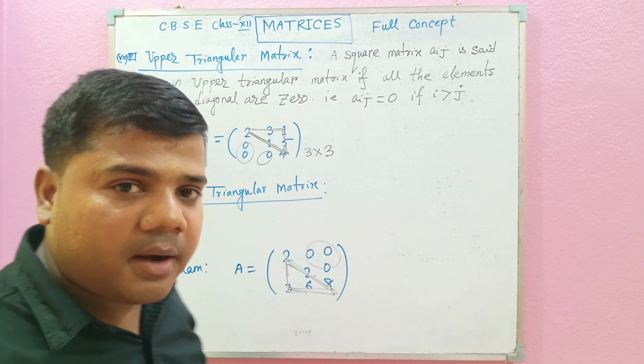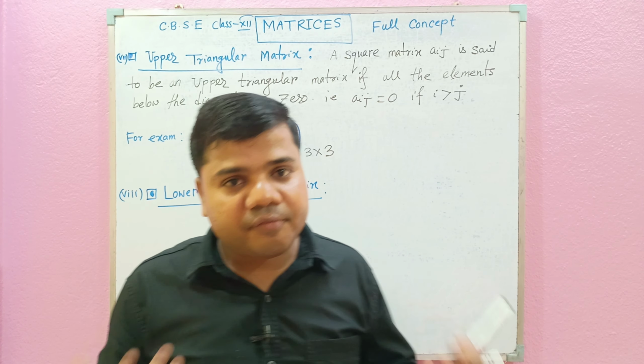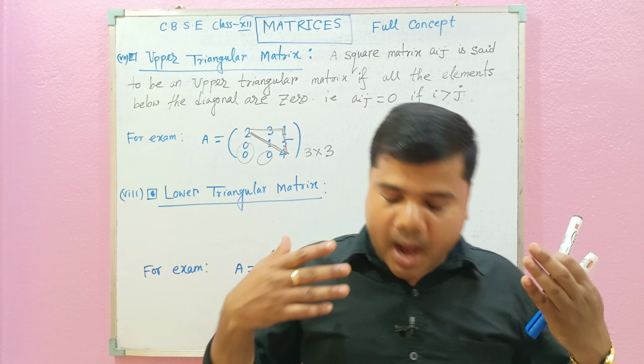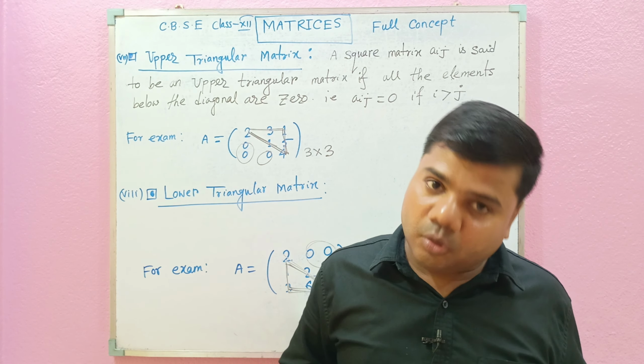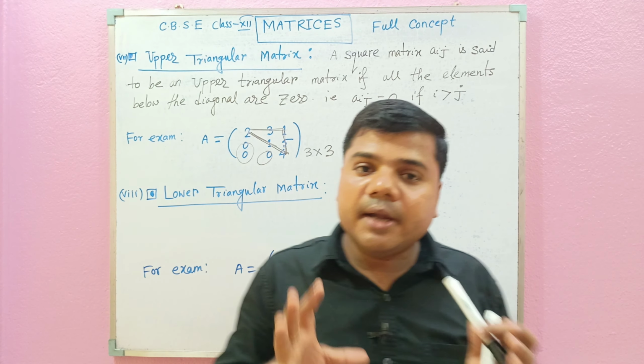What is a triangular matrix? A square matrix is said to be a triangular matrix if it is an upper triangular matrix as well as a lower triangular matrix. Next, we will learn the equality of two matrices.